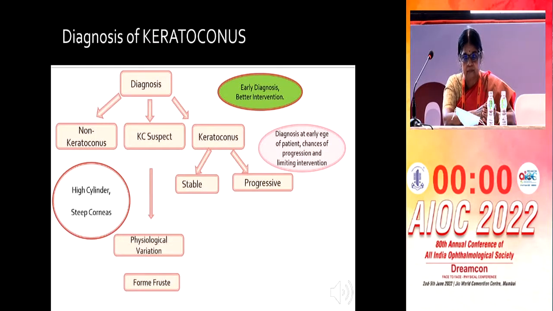I wish to emphasize here that there is a spectrum of disease from normal to abnormal, and high cylinder and steep corneas are red flags in any patient who comes for refraction or even a general checkup, and rapid progression. So these are the key factors.